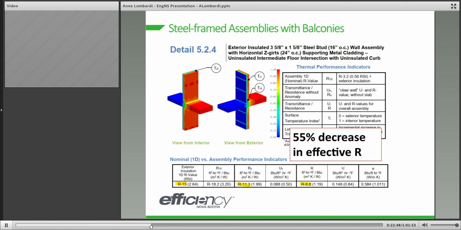Even just between R11 and R7, right? R11 would have been the value we used in the NECB 2015 code, and in the 2017 code, we'd be using R7 because we have to account for that balcony slab thermal bridging. So as you can see, there's a pretty big decrease in our envelope U value. And there's my source there, the thermal bridging guide.